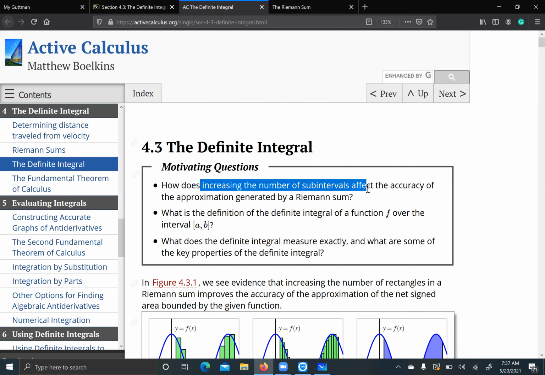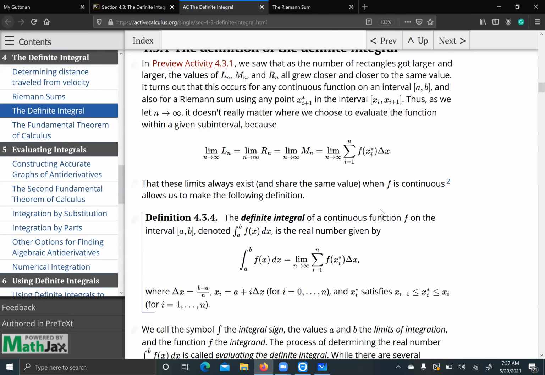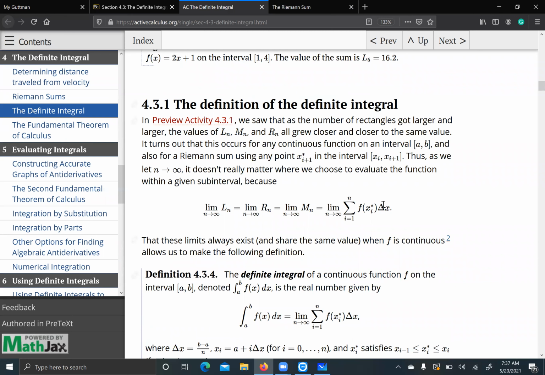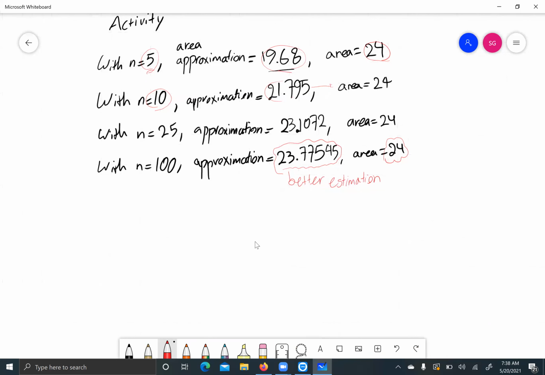So here we answered this question: increasing the number of subintervals positively affects the accuracy of the approximation generated by Riemann sum. The approximation becomes more accurate, closer to the real value. Okay, so you saw the idea, right? With Riemann sum, we get an approximation, but as we increase the number of subdivisions, we get a better value.